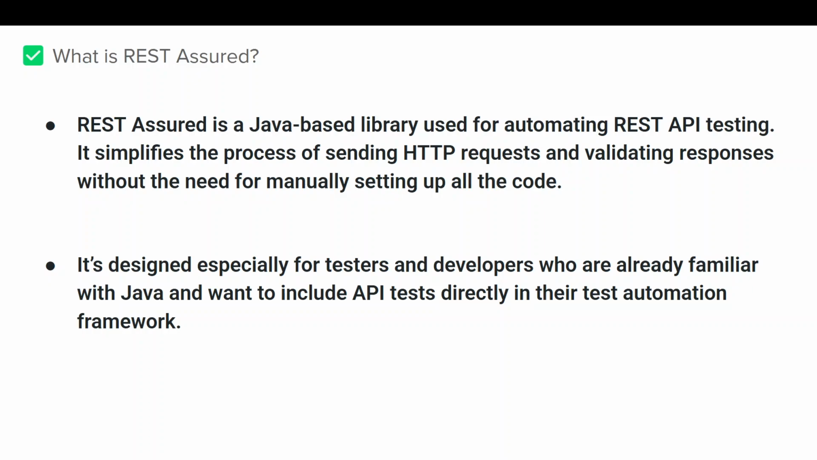So what exactly is REST Assured? REST Assured is a Java based library used for automating REST API testing. It simplifies the process of sending HTTP requests and validating the responses without the need of manually writing all the code. The REST Assured library is especially designed for testers and developers who are already very familiar with Java and want to include API tests directly in their test automation framework.